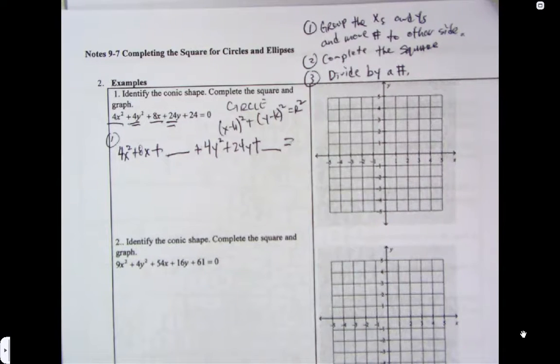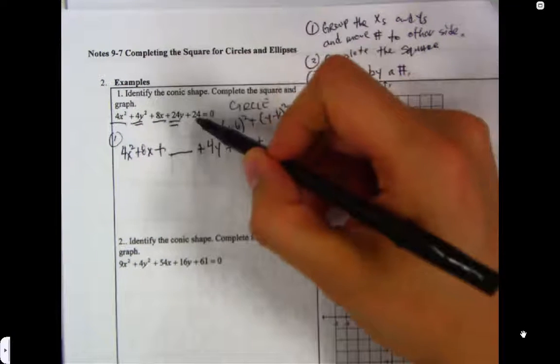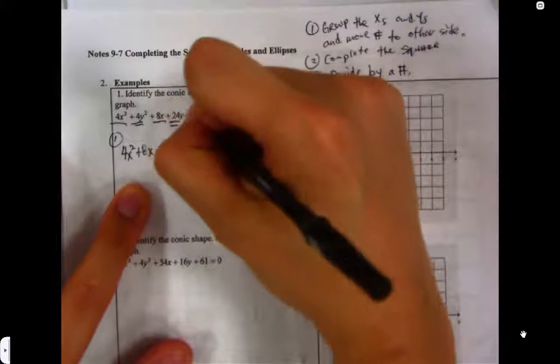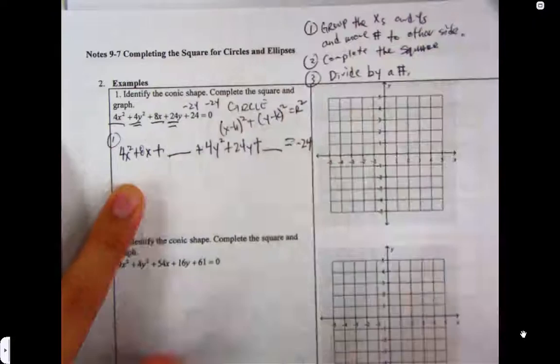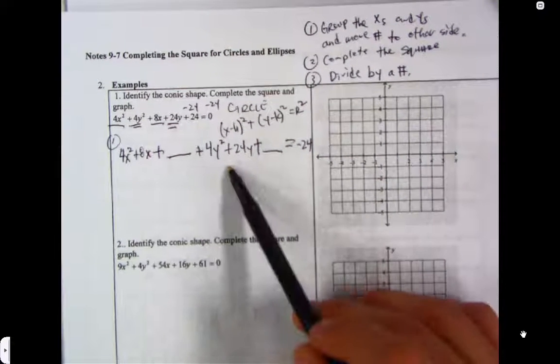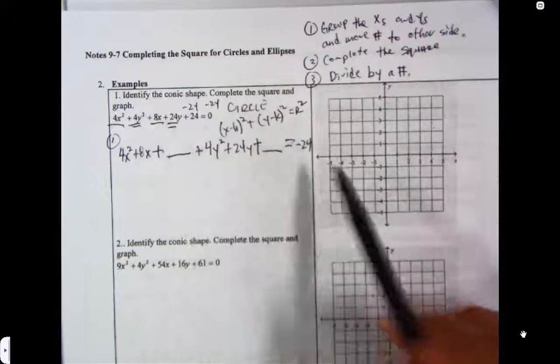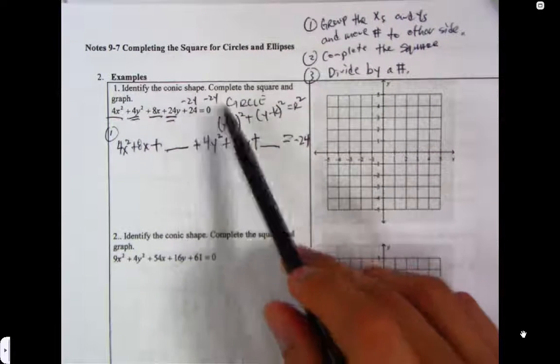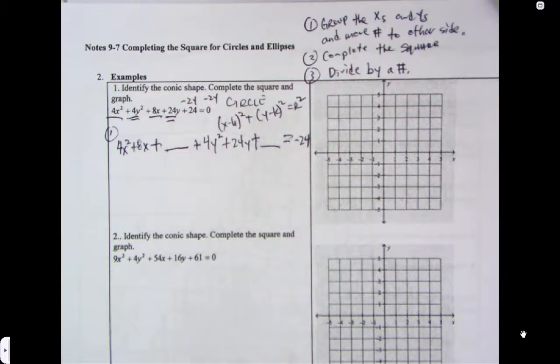Okay. We want to move the number to the other side. So how do you move the 24 to the other side? Subtract 24. So that's your first step. I regroup the x's, regroup the y's, we wrote plus something because you're going to complete the square, and you move the 24 to the other side by subtracting 24. Okay, are we good there? First step? Yes? Okay, second step.